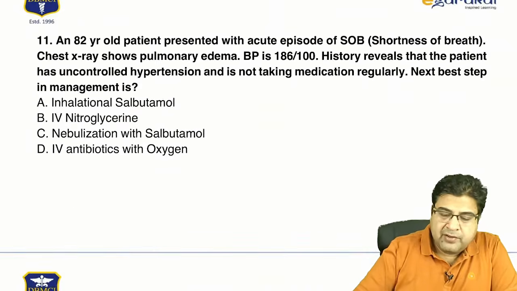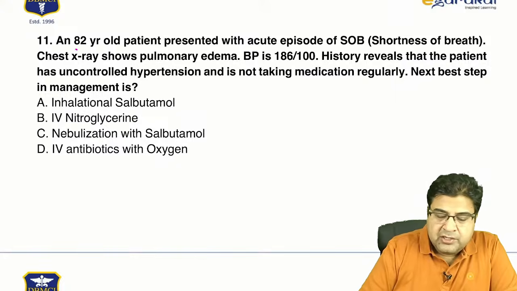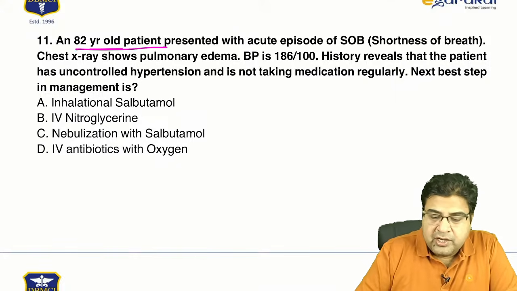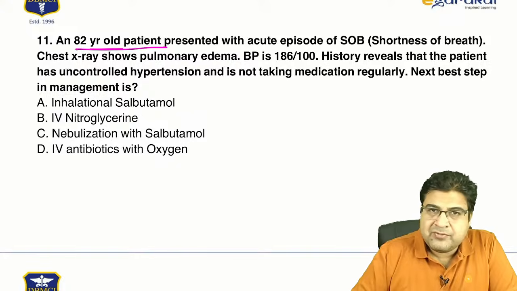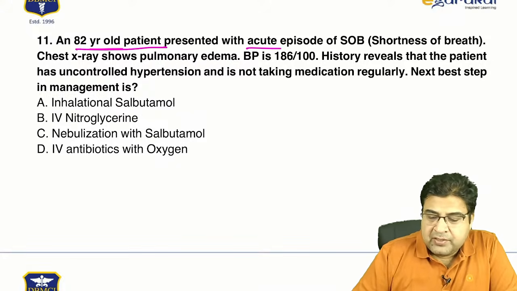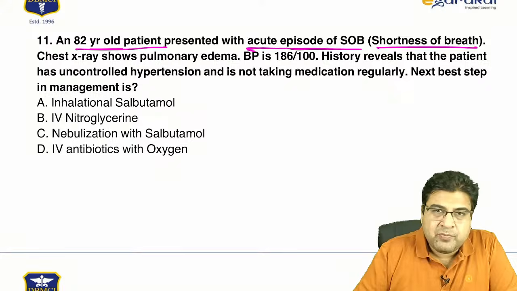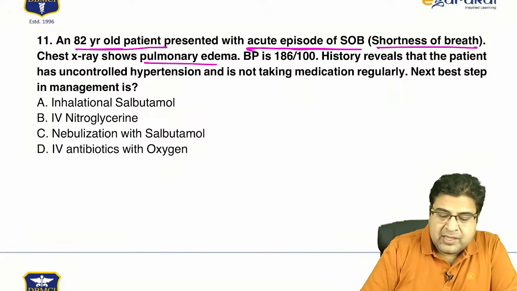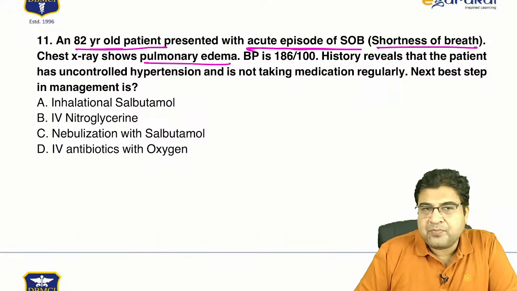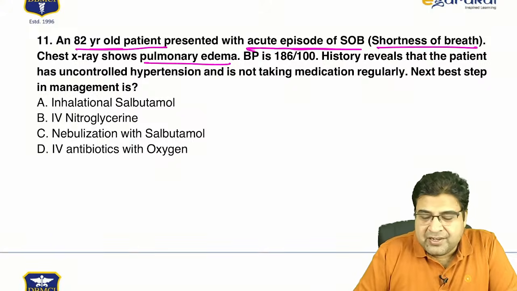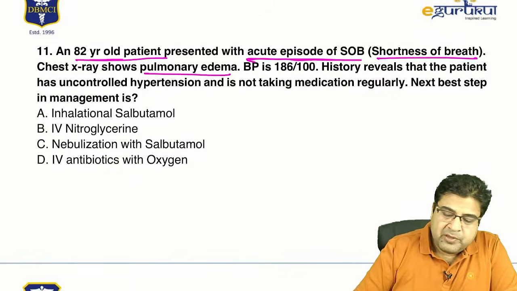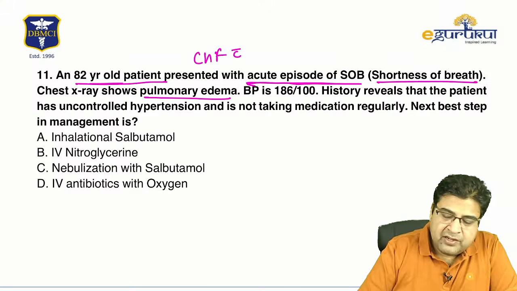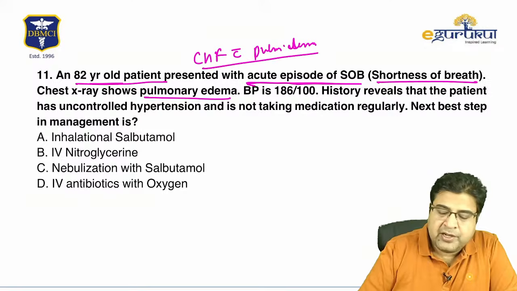Now question number 11. Question number 11 says an 82-year-old patient. You can see the patient is very old, right? Now he is having an acute episode of shortness of breath. The patient has breathlessness, an old patient having breathlessness, plus the X-ray shows pulmonary edema. So it is a clear-cut case of congestive heart failure with pulmonary edema.